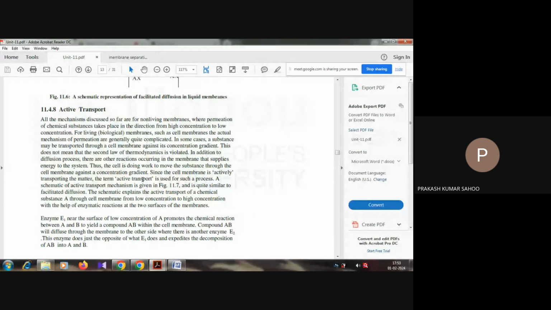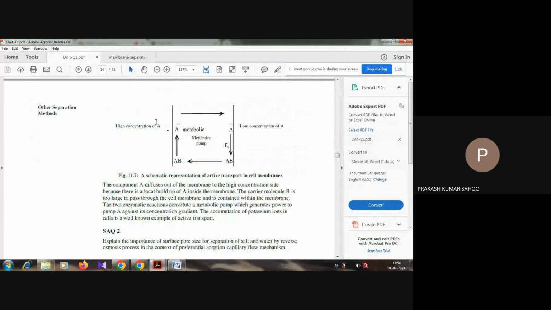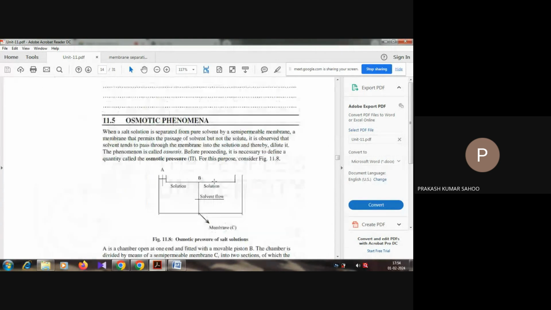Then active transport. All the mechanisms discussed so far involve non-living membranes, where permeation of the chemical substance takes place in the direction from higher concentration to lower concentration. By using a living membrane or a biological membrane, the separation process is called active transport or active separation process. Just read this one and try to remember one or two examples. Here, penetration is from higher concentration to lower concentration, and under a metabolic mechanism, that is under a living membrane, we separate the things.